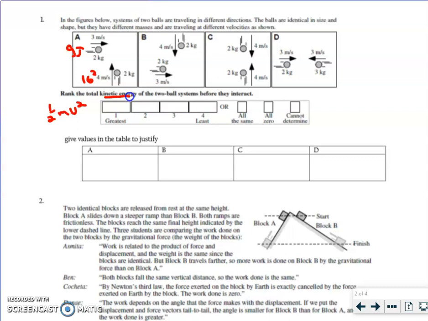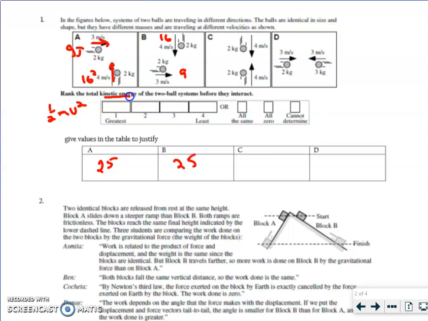So we have to be careful here. Even though this is up and this is to the right, kinetic energy is a scalar. So it's literally just 16 plus 9. It's just 25. So we have 25 joules for that one. This has the same kinetic energy as this one, regardless of the fact it's moving down. This is also 9, so that's also 25.